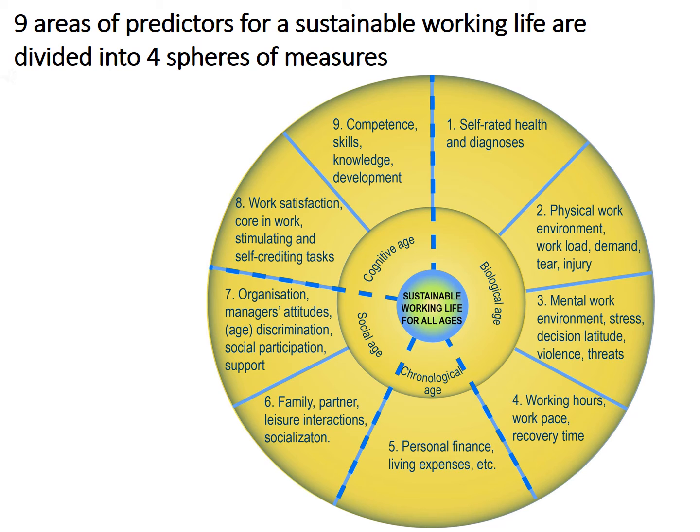These 9 different areas can be grouped into 4 different spheres of measures. These are work environment health effects, personal finances, support and social inclusion, and the execution of work tasks. We will examine the 9 areas of predictors divided into the 4 spheres of measures further on in the course.